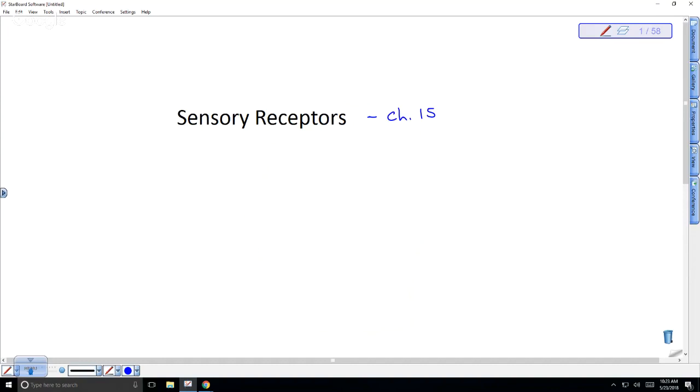Okay. So what type of tissue are the sensory receptors? Are they connective, epithelial, muscular, or nervous? Nervous, right? So this is nervous tissue. Right? So sensory receptors are modified neurons that are able to detect stimuli.